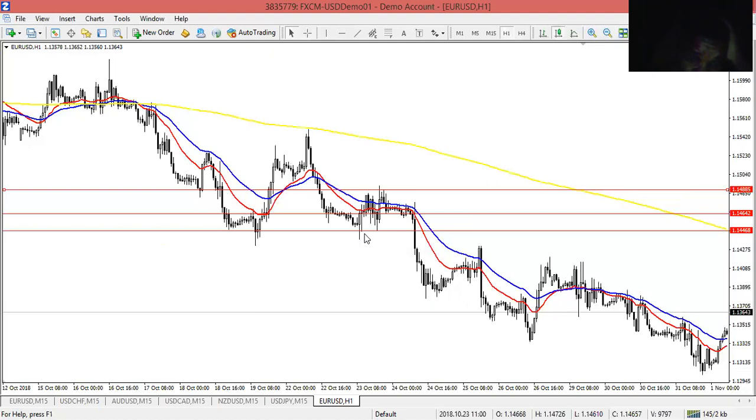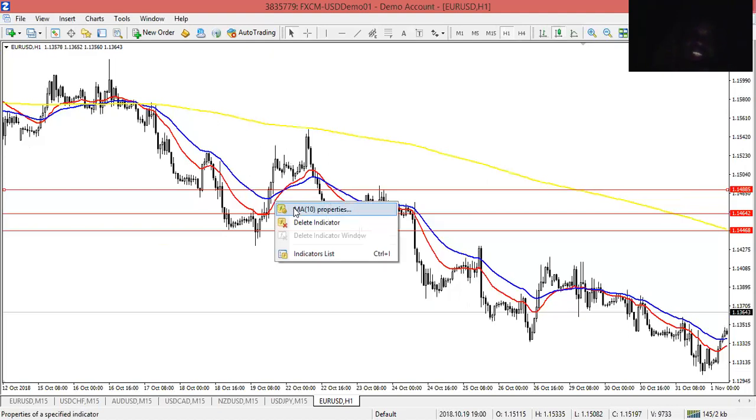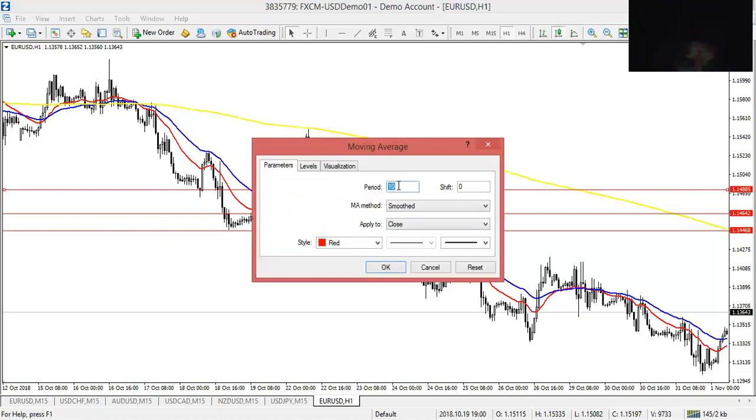No, I'm getting what you're saying. I'm just thinking, what if I have a period of 5? Will it be closer than the blue, than the red? That's what I was just thinking. If you have a period of 5 for your moving average, things will be a lot faster. Okay, that's true. Let's change this 10 to 5. Yeah, that's what I'm saying.